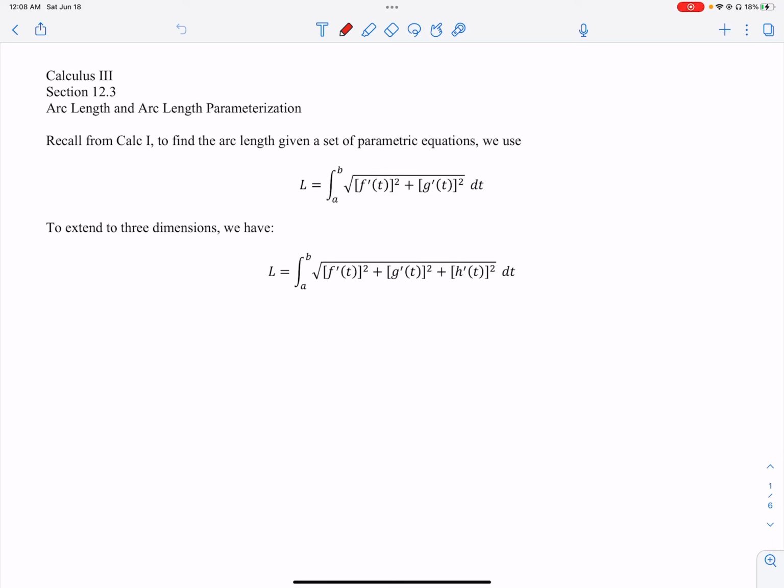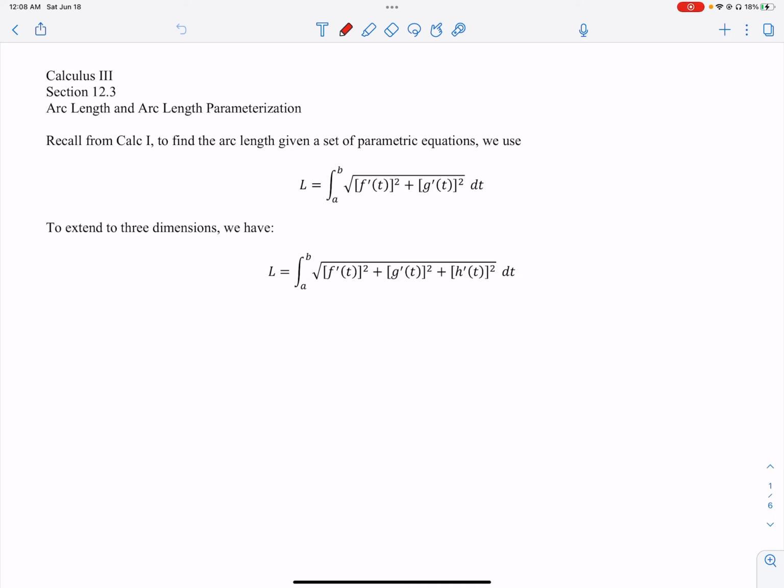In this video, we are going to begin our discussion of section 12.3. This is going to be the extension of arc length, and then taking arc length and making it in terms of parametric equations, or rather, making equations in terms of arc length.